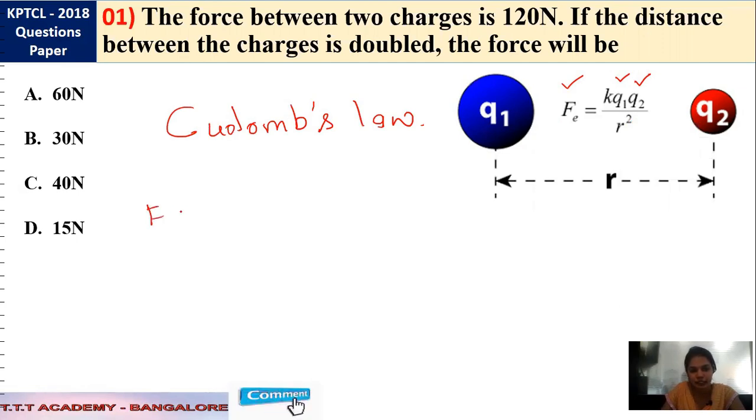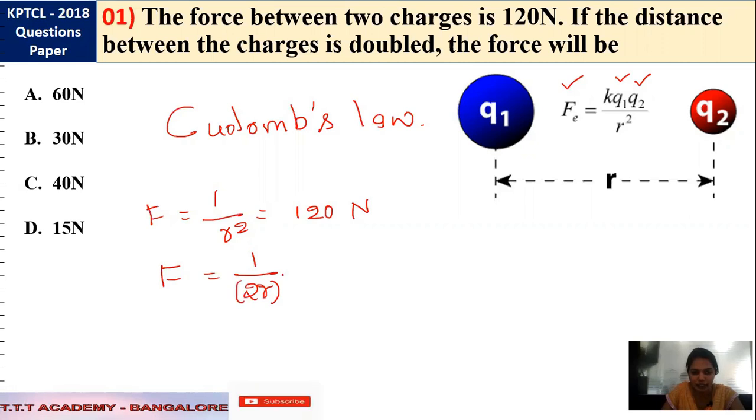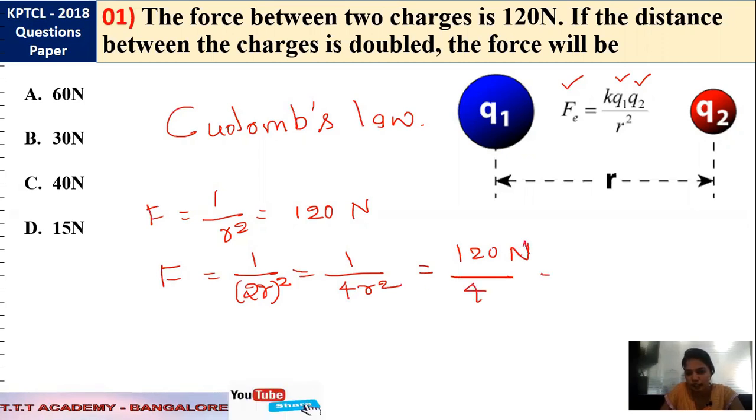So what are they telling? The force between the two charges is inversely proportional to the square of the distance between them. The given force is 120 Newton. In the second case, the distance between them is doubled. That is 2R. Hence, I am taking the distance 2R. That will become 1 divided by 4R square. So 120 Newton divided by 4 is equal to 30 Newton. So the answer for this question is option B, 30 Newton.